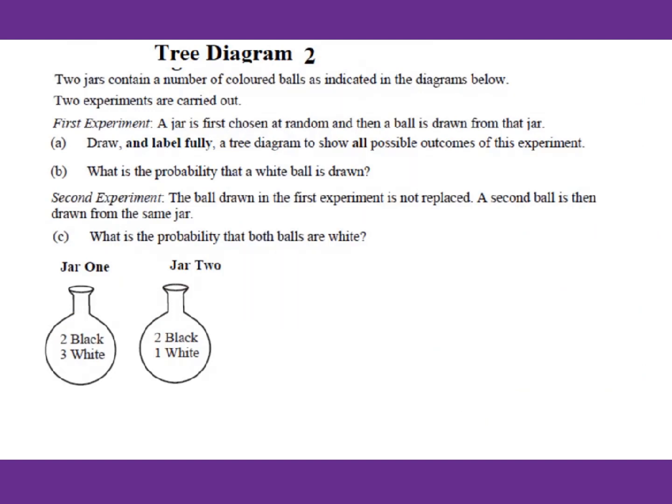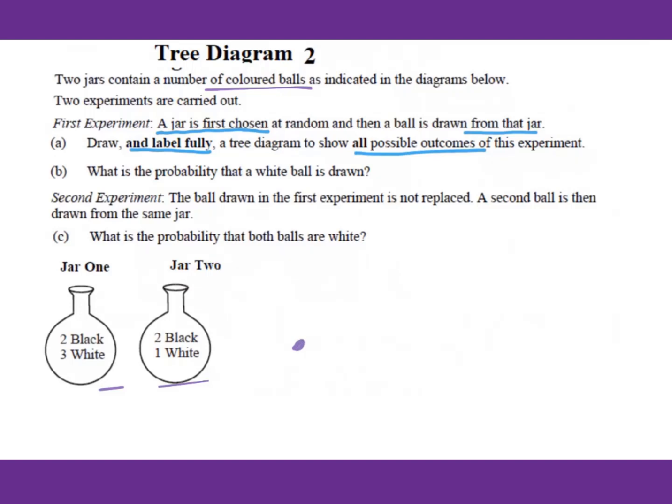Two drawers contain a number of colored balls as indicated in the diagram below. These two drawers. Two experiments are carried out. First experiment. A drawer is first chosen at random, and then a ball is drawn from that drawer. A. Draw and label fully a tree diagram to show all the possible outcomes of this experiment.